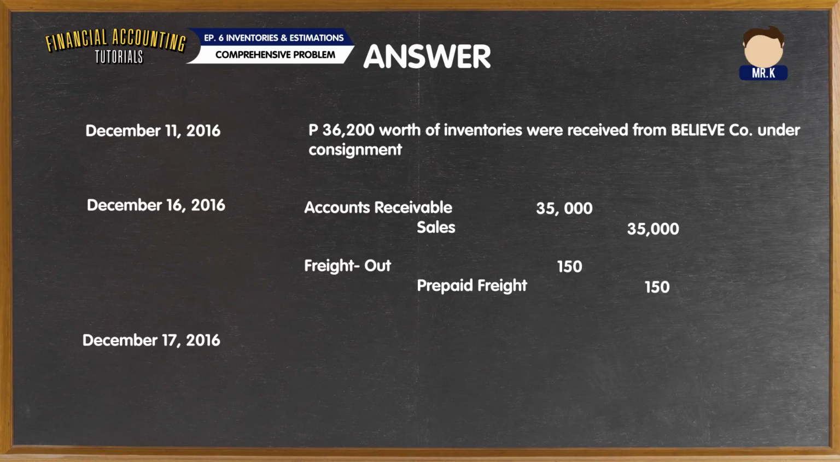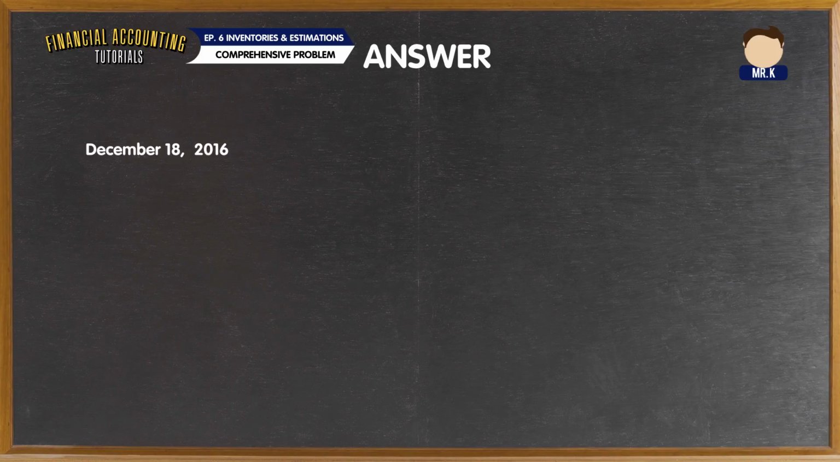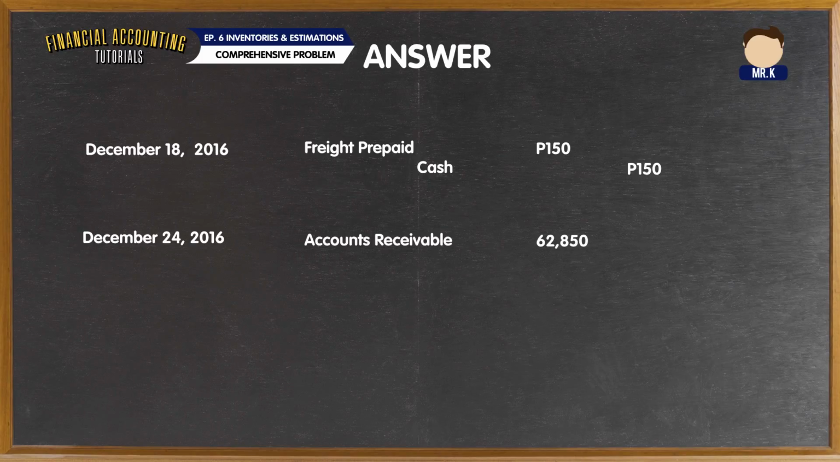On December 17, 2016, we debit sales return and credit accounts receivable at an amount of 12,250 pesos. On December 18, 2016, we debit freight prepaid and credit cash of 150 pesos. On December 24, 2016, we debit accounts receivable and freight out at an amount of 62,850 pesos and 150 pesos respectively, and we credit sales of 63,000 pesos.